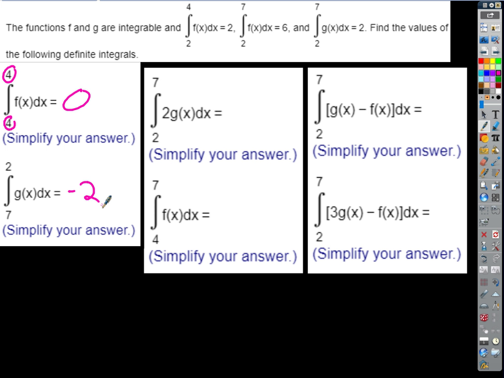We can always, if we've got a constant inside our integrand, pull that out in front of the integral. And so we could rewrite this one as 2 times the integral of g of x dx from 2 to 7. And we know that that area right there is equal to 2. So I just get 2 times 2 equals 4, right?